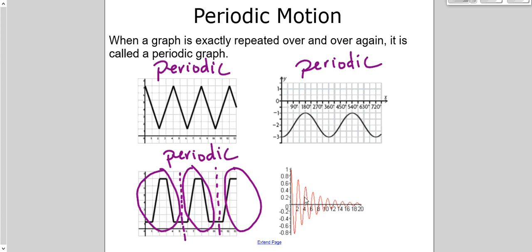And this one, though, this wave is not reaching the same maximums and minimums. So this would be not periodic because it is not exactly the same. That exactly has to happen, and in this case, it doesn't. So that is not periodic.